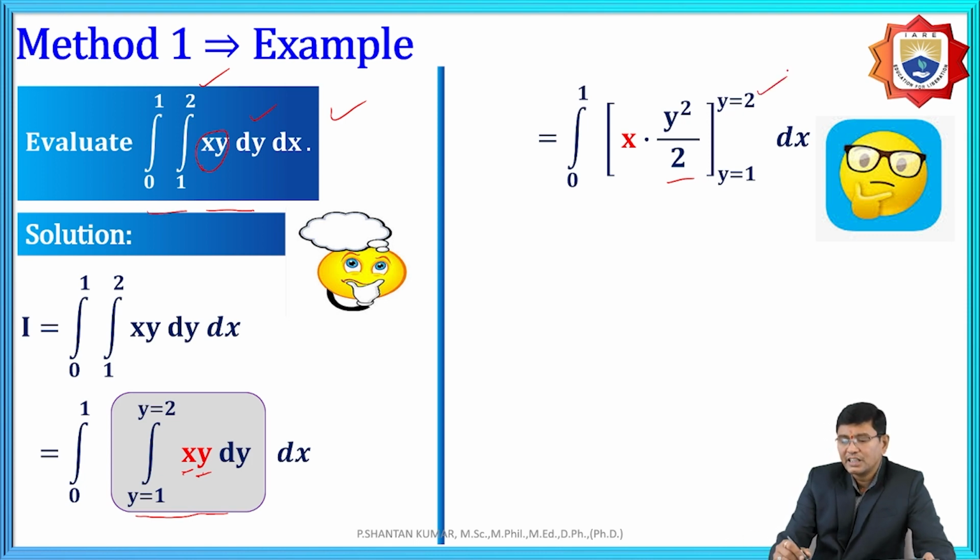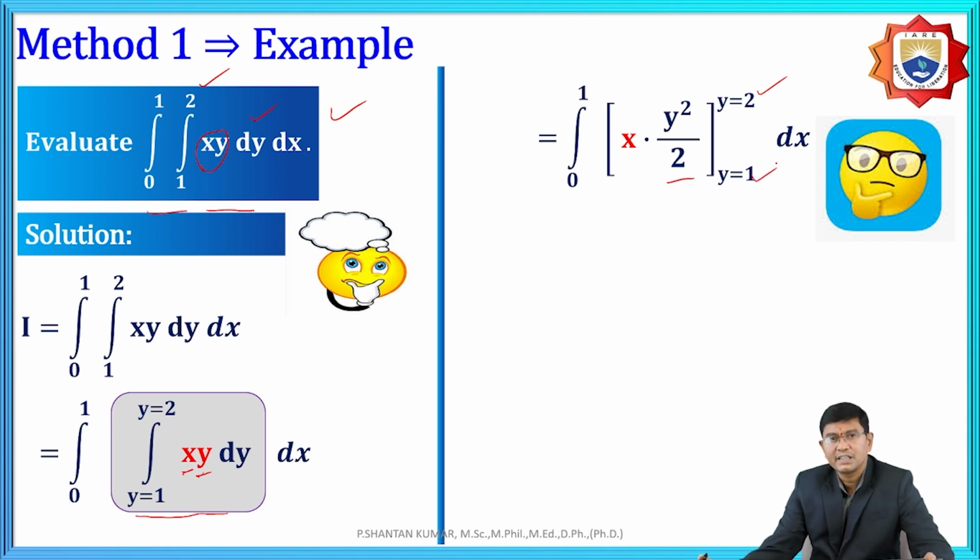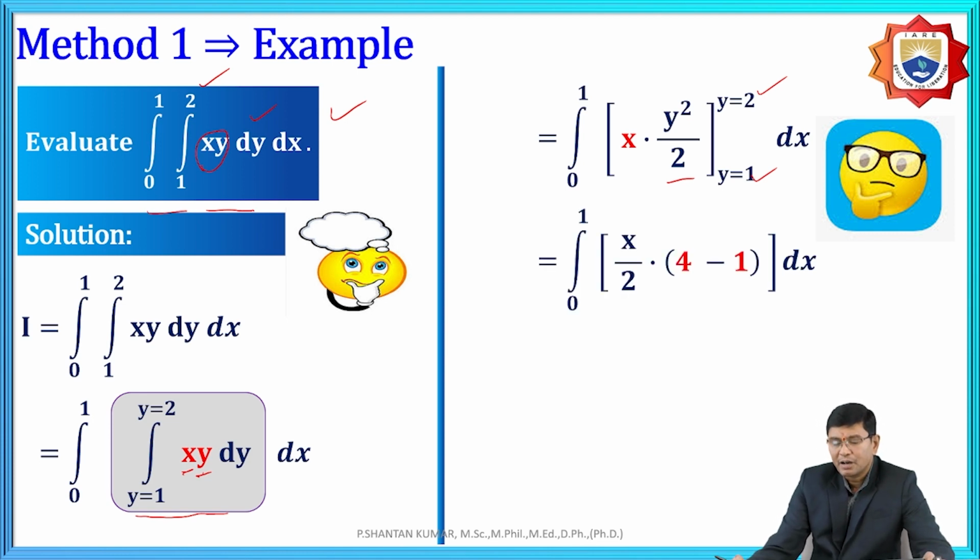we need to replace y with the upper limit 2 and the lower limit 1, as we know how to find the integration by replacement of the limits, that is, the upper limit as well as the lower limit. After replacement of the upper limit and lower limit, the value is 4 minus 1. Therefore 4 minus 1 is nothing but 3 by 2, and again here that 3 by 2 is taken out common as a constant.